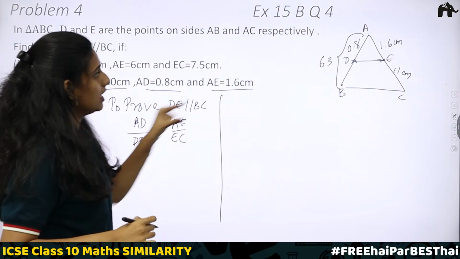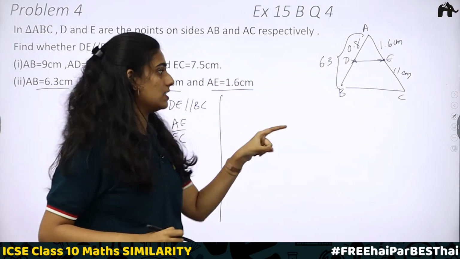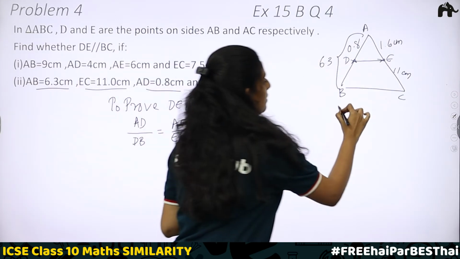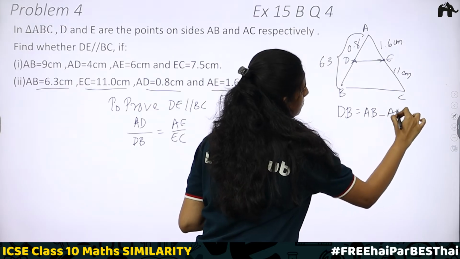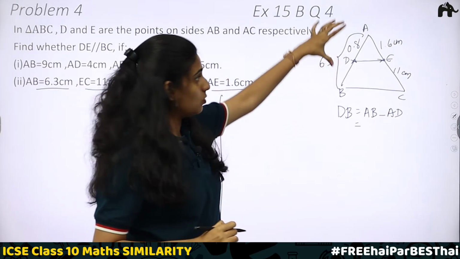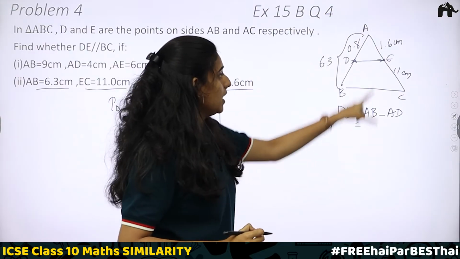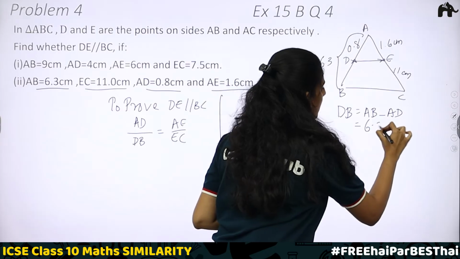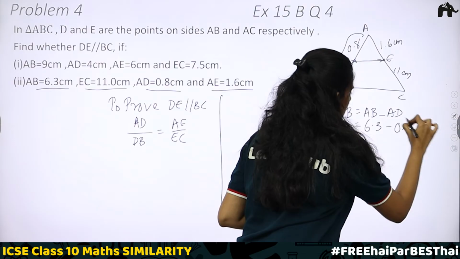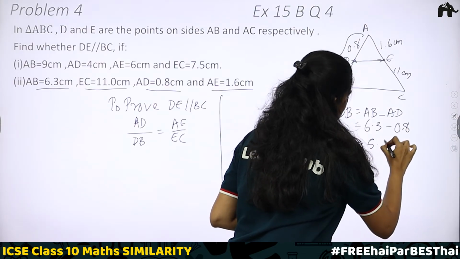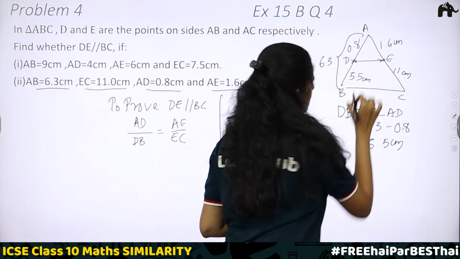Okay, here AD is known. What about DB? We don't know what DB is. We can find what DB is. DB will be equal to AB minus AD. This part DB is equal to total AB minus the small part AD. What is AB? AB is equal to 6.3 minus AD, which is 0.8. That is 5.5 centimeter. We got this part, which is 5.5 centimeter.